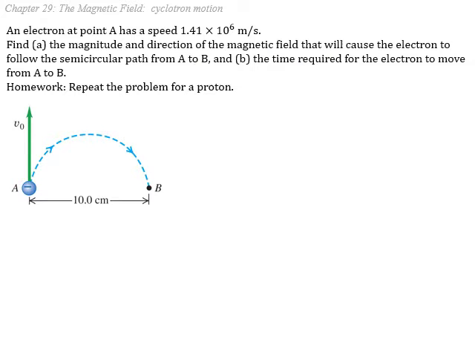As a homework problem, let's assume that we don't have an electron anymore. Let's assume that we have a proton. So what magnetic field would make a proton follow this path? I'm not going to do a video for it, but I will write up a solution and post it.